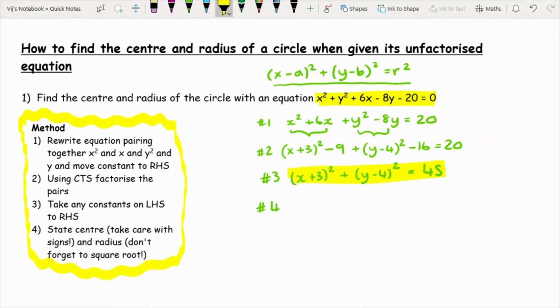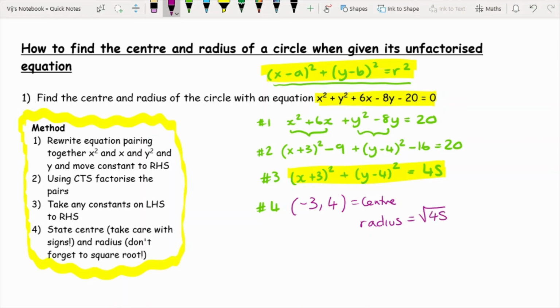to our format here. So as you can see, labelling these, we get a centre of −3, because basically a is the value that makes this bracket equal to 0. We've got a y-ordinate of 4, so that's our centre. And our radius, which a lot of students tend to forget and mess up on, is the square root of 45.